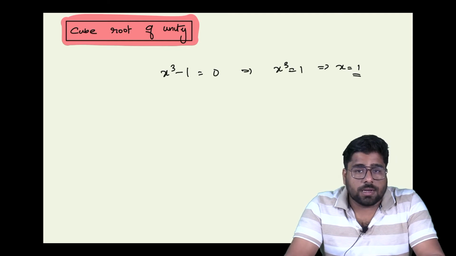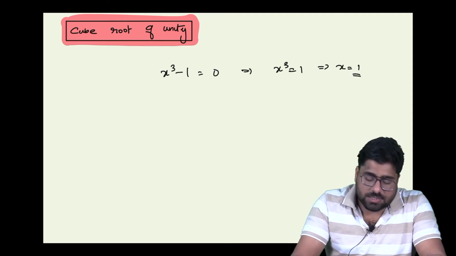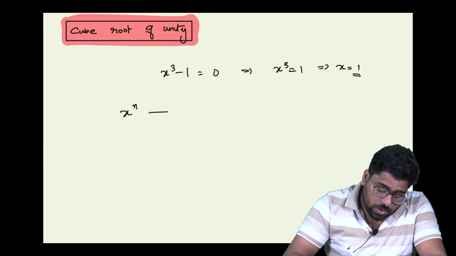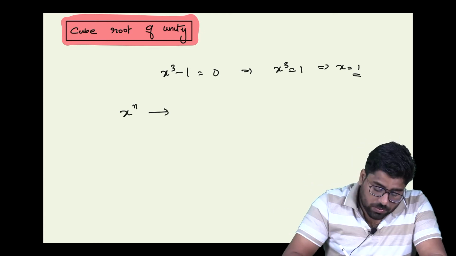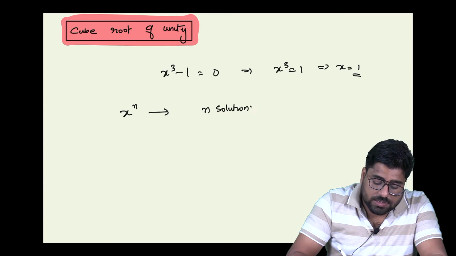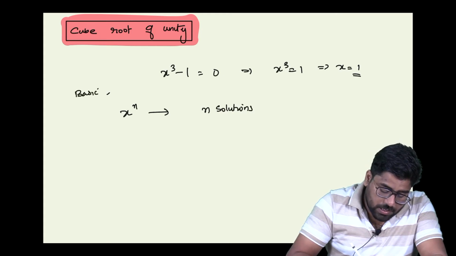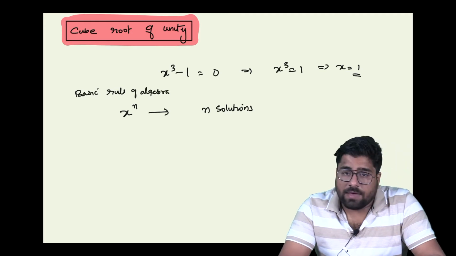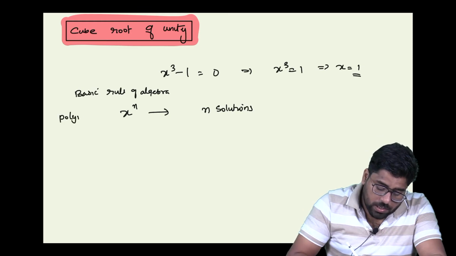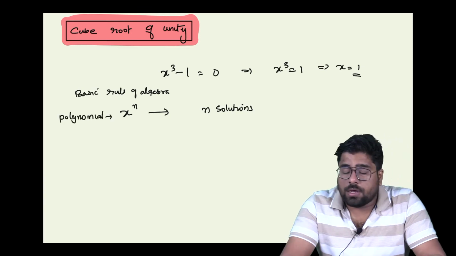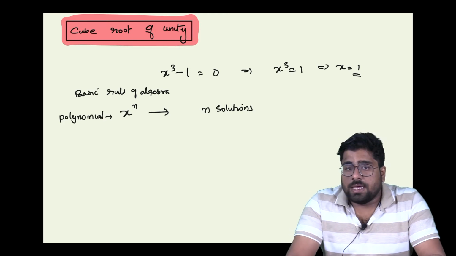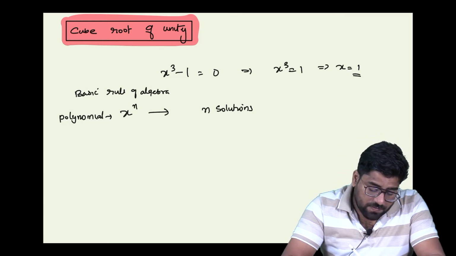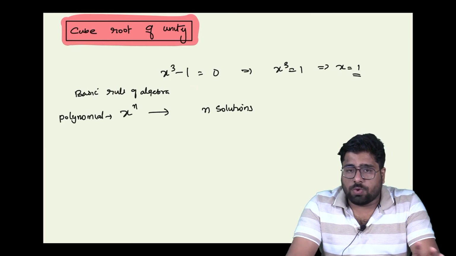But the concept is a little bit different. Why? Because there is a rule in algebra, a basic rule of algebra. What does that rule state? It states that when I have a polynomial whose highest degree is n, that means it is x raised to n, then how many solutions is it supposed to have? It is supposed to have n solutions. This is a very well proven theorem.